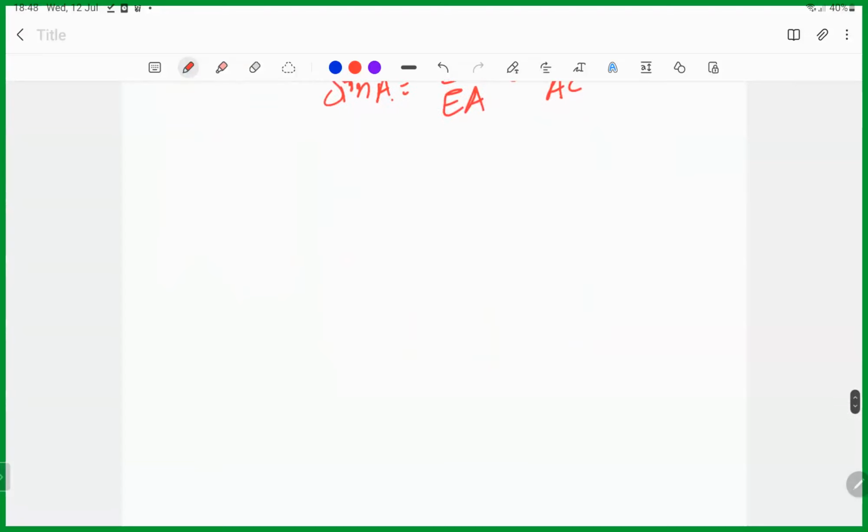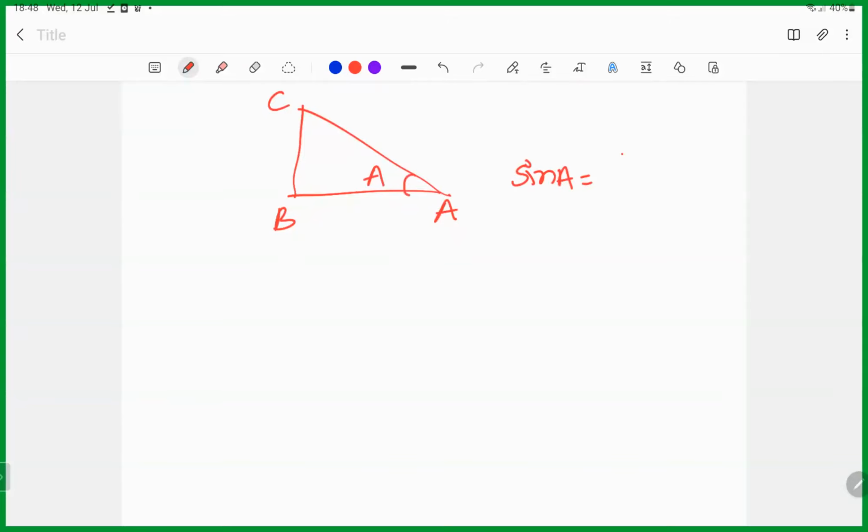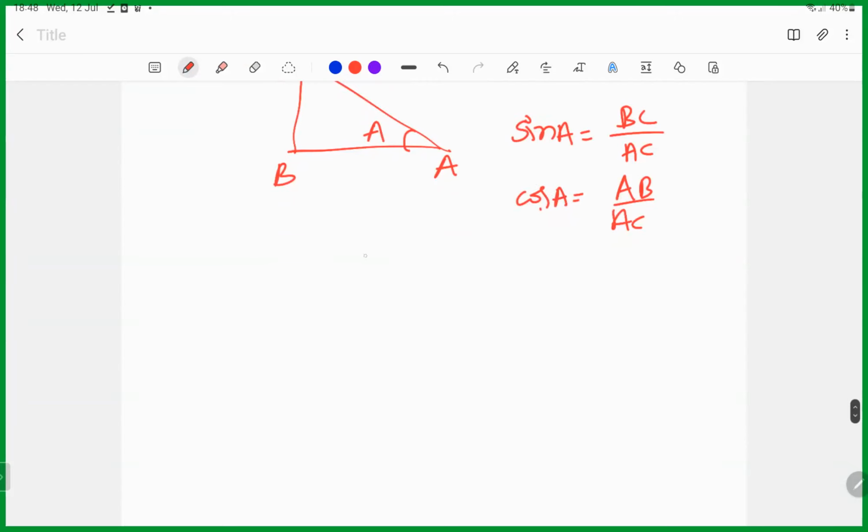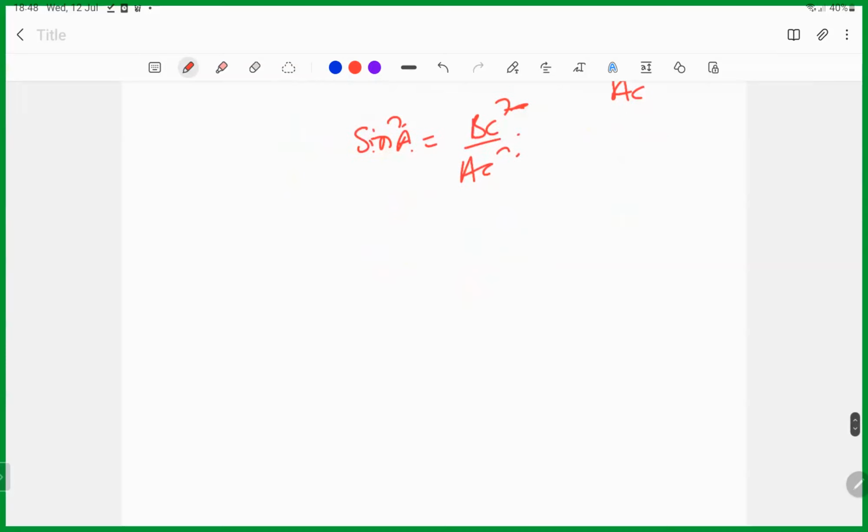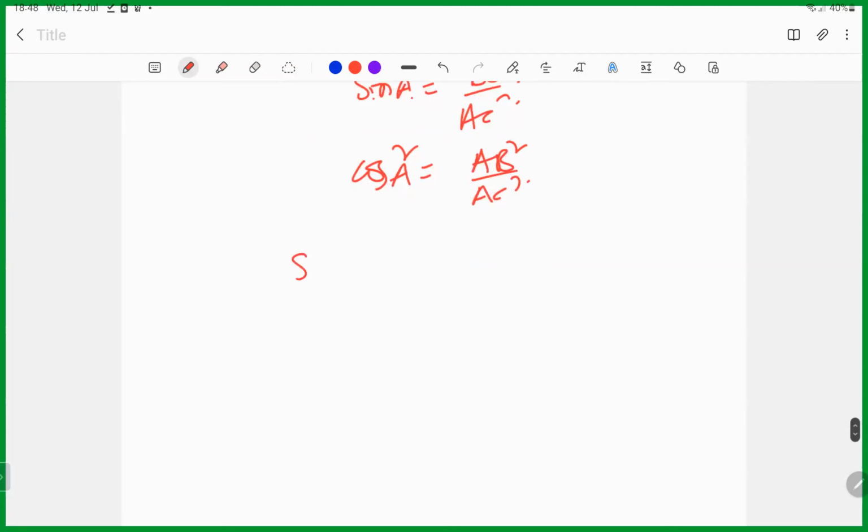Finally, we have seen one sum where we have shown that sin square A plus cos square A equals 1, right? Yesterday we didn't show it by proof, but through the values. So let's say here A, B, C. What is sin A here? BC by AC. What is sin square A? BC square by AC square. Cos square A will be AB square by AC square. So what about sin square A plus cos square A?